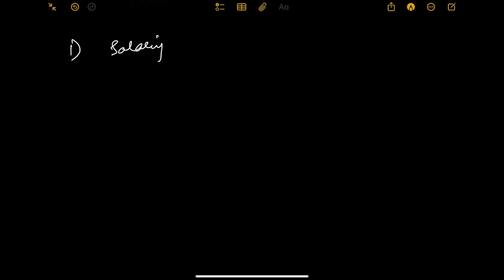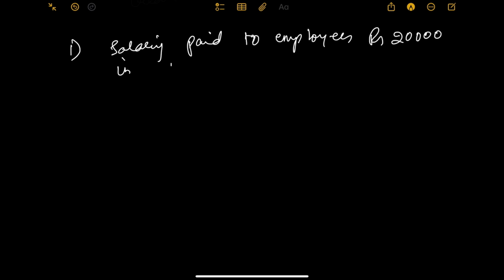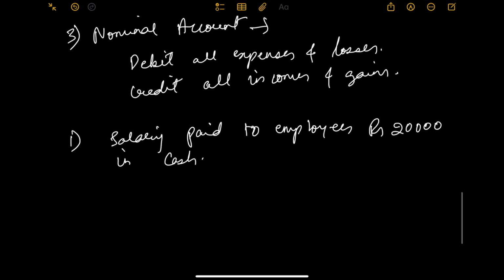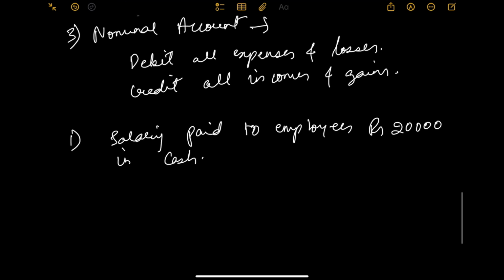Salary paid to employees, rupees 20,000 in cash, right? So what does the rule say? Debit all expenses and losses, credit all incomes and gains. So here there are two accounts that are getting affected: salary account number 1 and cash account.